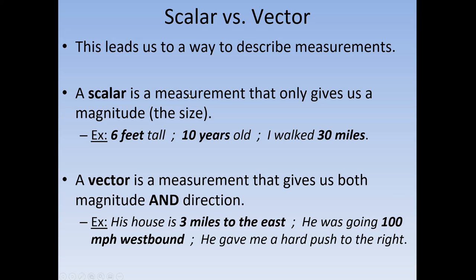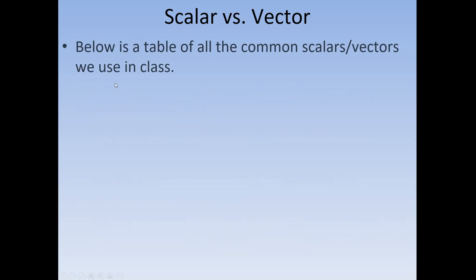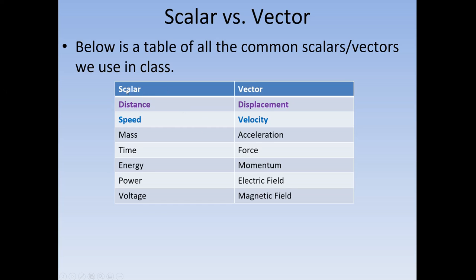Now, the reason we mention this is for a few reasons. One of the reasons is because you are, again, guaranteed to be asked a question on the regents that is essentially identify the scalar and identify the vector. So these are going to be some common scalars and vectors that we're going to be using in this class. So the scalar terms are distance, speed, mass, time, energy, power, and voltage. These are the most common, though there are tons more. And for the vectors, there's displacement, velocity, acceleration, force, momentum, electric field, and magnetic field.